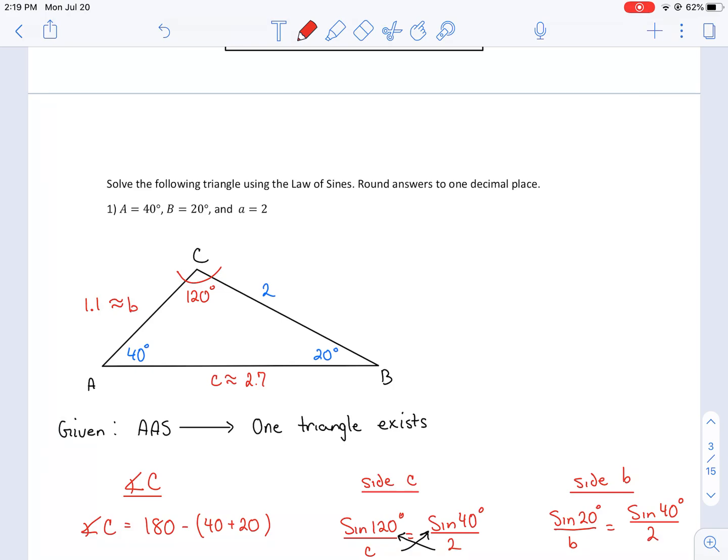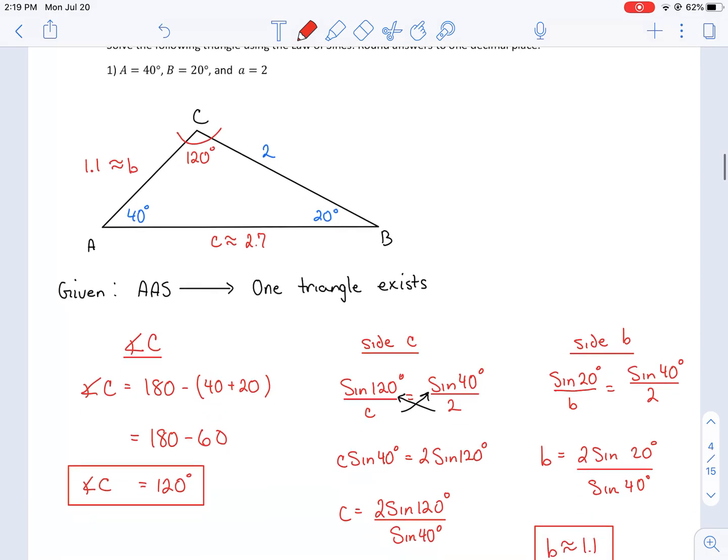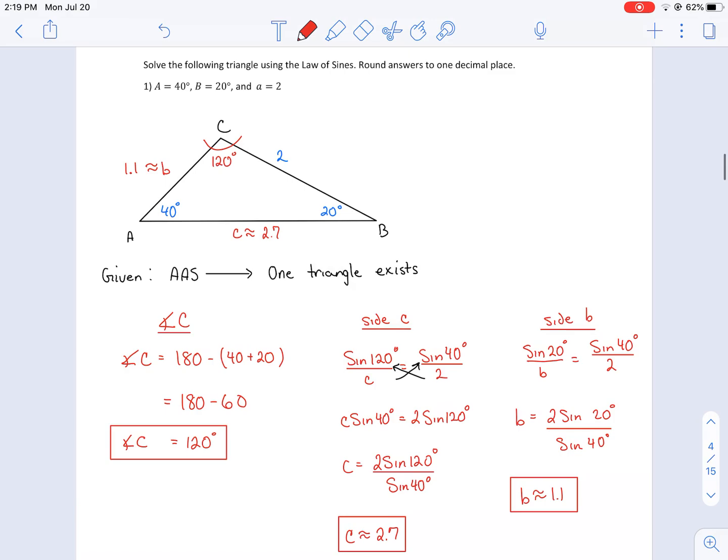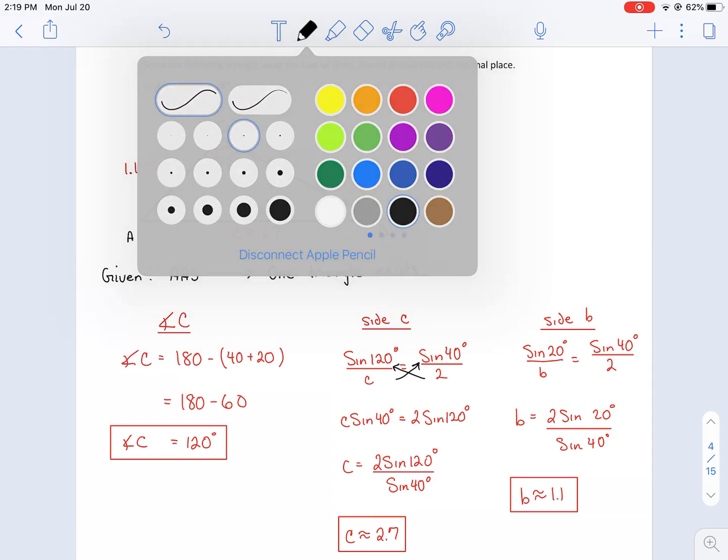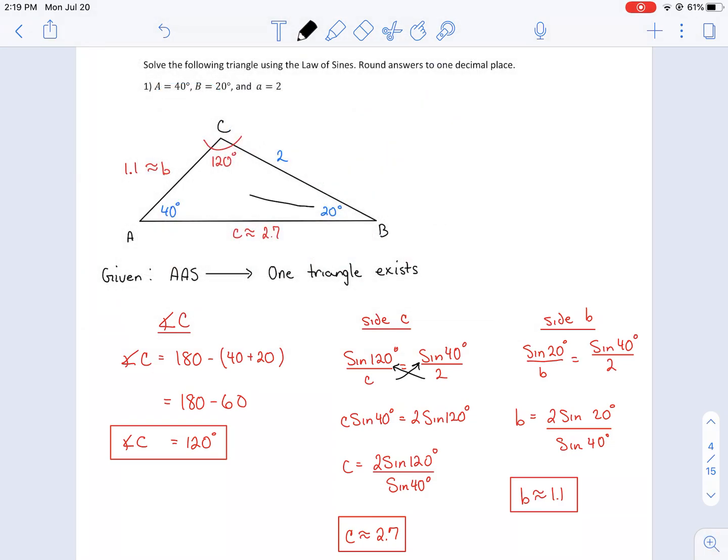And so now that we have determined all of the remaining side lengths and the remaining angle, let's just make sure that these values make sense. Okay, so all of our calculations are correct. I just want to see if this information actually makes sense. So starting with the smallest angle, is the side opposite of the smallest angle the smallest side? And that answer is yes.